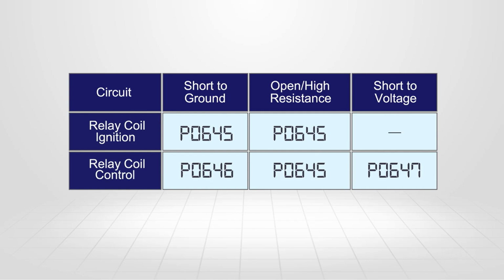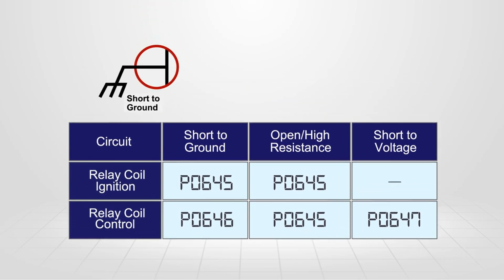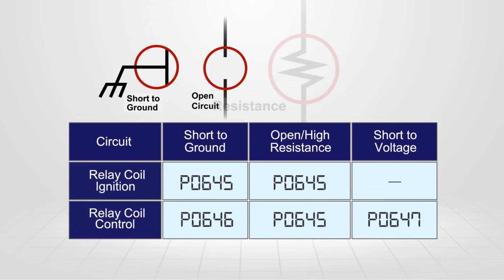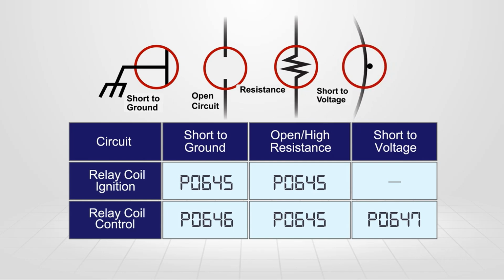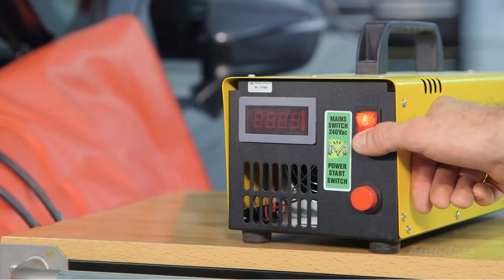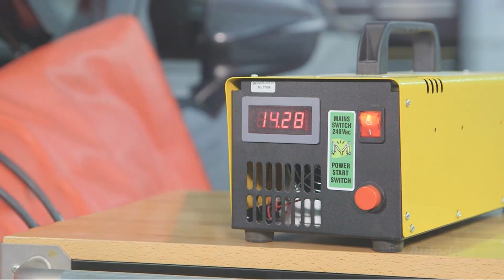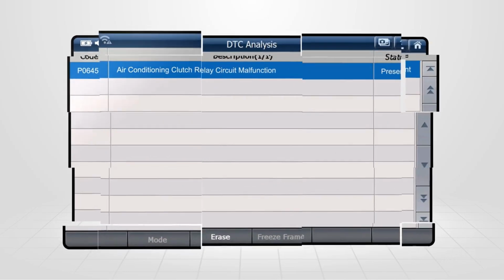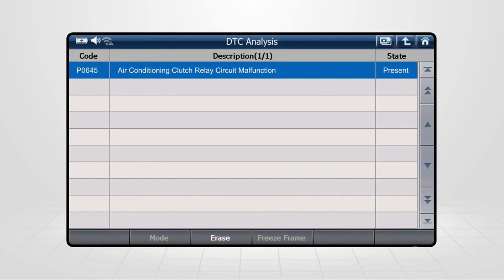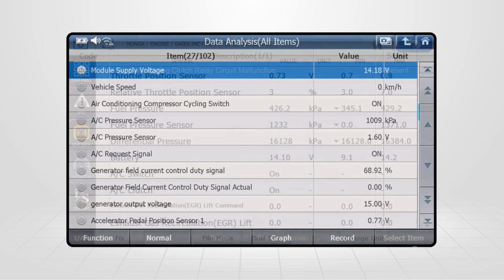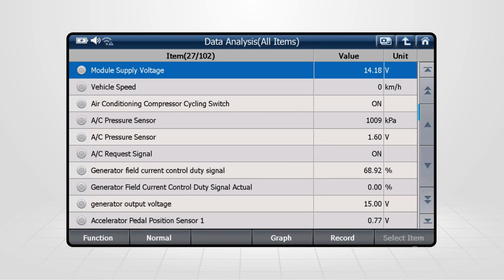These codes will set if there's a short to ground, open, excess resistance, or a short to voltage in the circuit. As always, it's important to use a battery maintainer when working on any voltage critical circuits. Always check for any related DTCs or freeze frame data. In some cases, a fault code can set and cause the air conditioning to cease operation. Knowing the recommended data values will help in successful diagnosis.